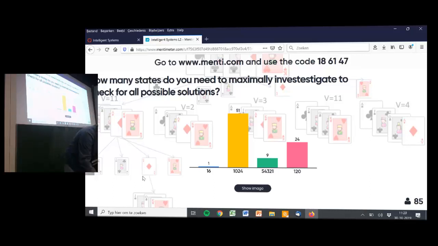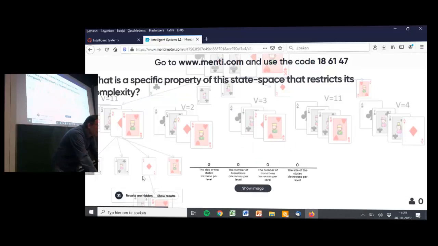Okay, so there's the next Menti to come. What is the property that makes this possible, so that this is so small? There's a specific property. The answer, number 1, is the size of the states increases per level. The second one is the number of transitions decreases per level. The third one is the number of transitions increases per level. And the fourth one is the size of the states decreases per level.